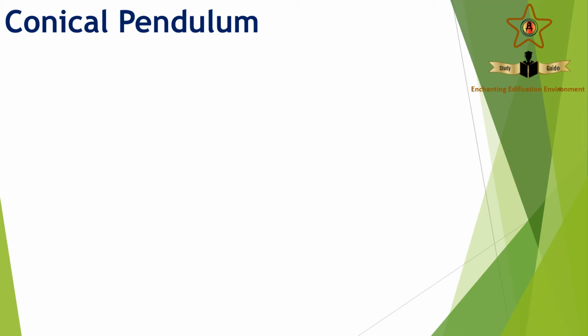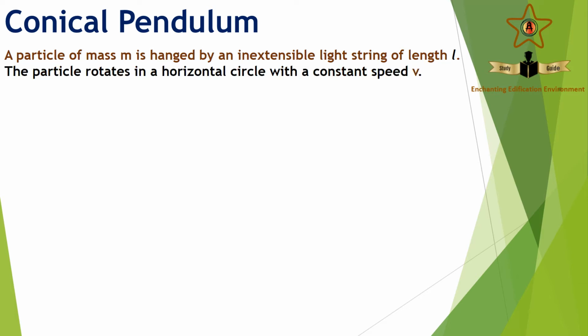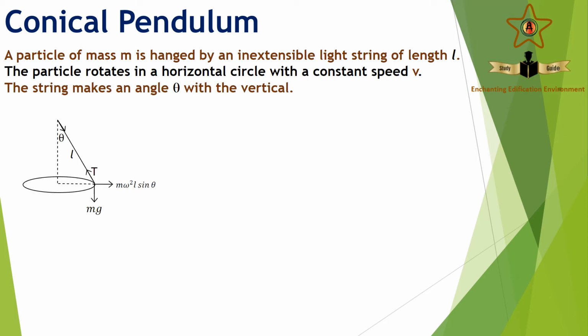A conical pendulum. We get a conical pendulum when a mass is tied with a string and it is rotated around a horizontal circle. Although the particle rotates around a horizontal circle, the string is not horizontal. The string is slanted to the vertical. A particle of mass m is hung by an inextensible string. Length is L. The particle rotates in a horizontal circle with a constant speed v. The string makes an angle theta with the vertical. Now we can see this in the diagram.